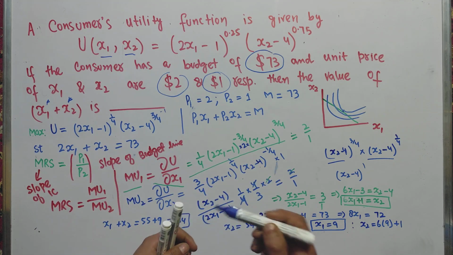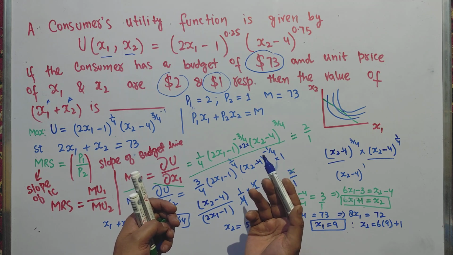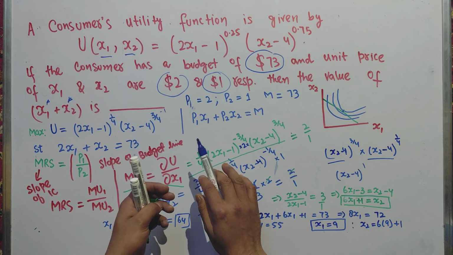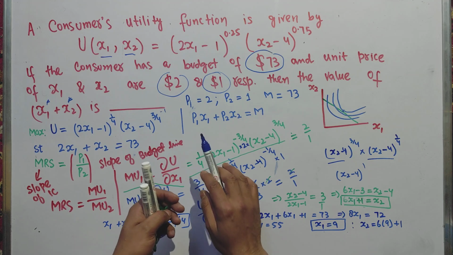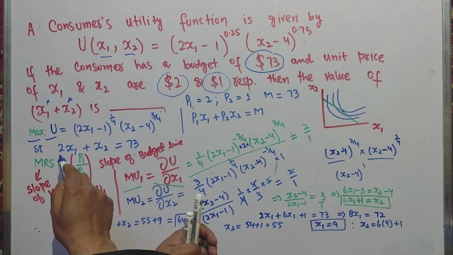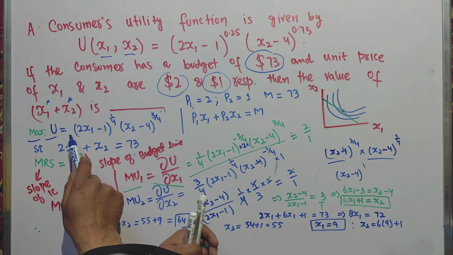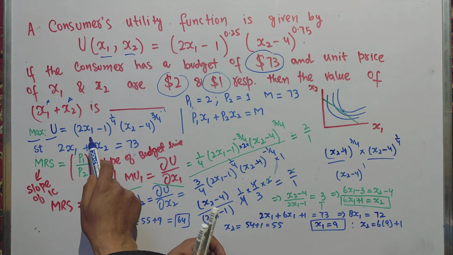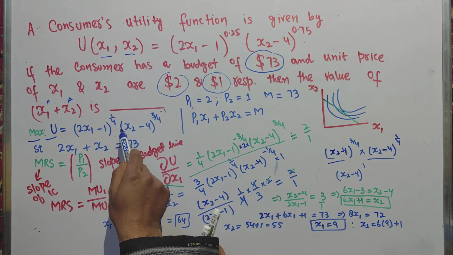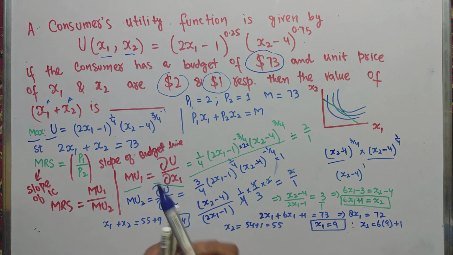So since budget is being given, the income of the consumer is being given here. So with the given income or with the given budget, the consumer wants to maximize his satisfaction. That means the consumer wants to maximize his utility subject to the given budget. So he wants to maximize utility, which is this very function, (2x1 minus 1) raised to the power 1/4. In place of 0.25 I have written 1 upon 4. Then we have (x2 minus 4) raised to the power 0.75. In place of this I have written 3 upon 4.